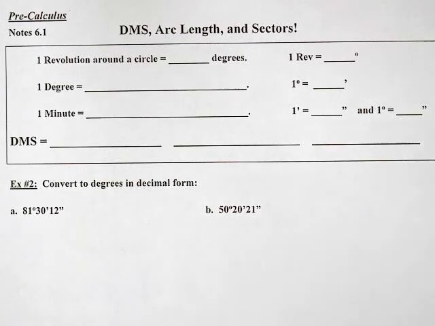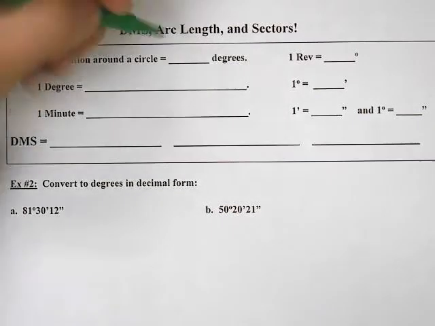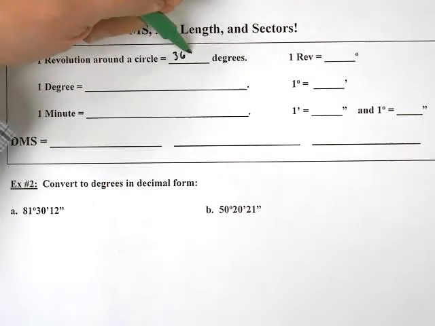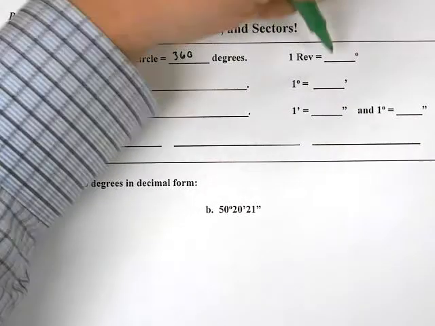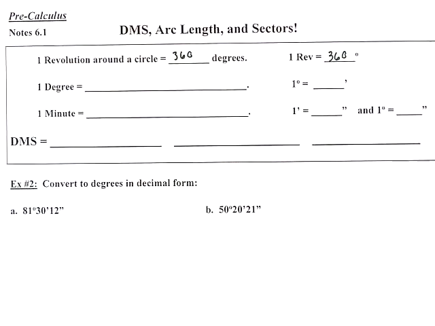What I want you to understand is just like meters can go down to decimeters, centimeters, millimeters, etc., or go up to decameters, I don't even know them all, kilometers, etc., degrees kind of do the same thing. So we know that one revolution around a circle is 360 degrees.